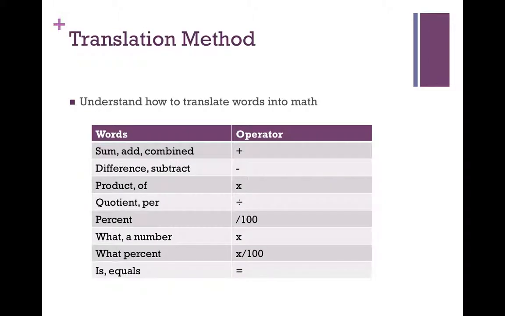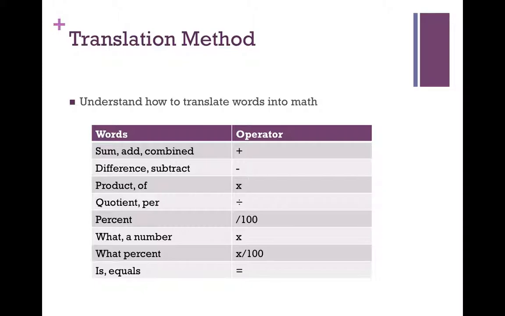Something else that we're going to discuss in the class is this translation method. I want you to memorize all of these. For most of you, you're going to find this actually pretty familiar. Sum, add, combine, these all are words that mean use the add sign. Difference or subtract, minus sign. Product or of. Now, of is one people commonly misinterpret. Of actually means multiplication. So if you see 3/5 of 100, that means 3/5 times 100. Quotient and per both mean division.